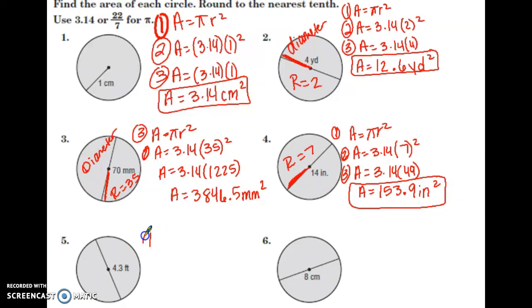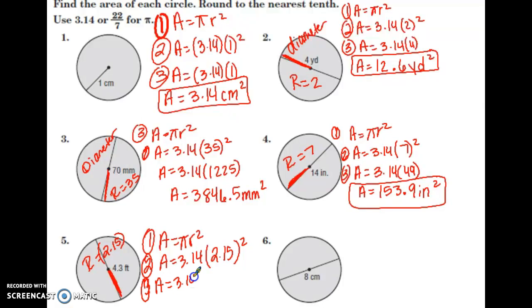Number 5, area equals pi r squared. Area equals 3.14 times the radius. The radius is half of this 4.3. So the radius is 2.15. 2.15 squared is 4.6225. And when you multiply 4.6225 by 3.14, you get 14.5 square feet.